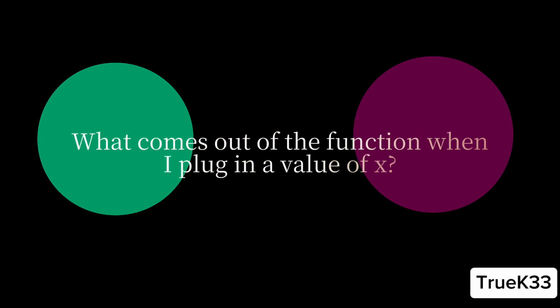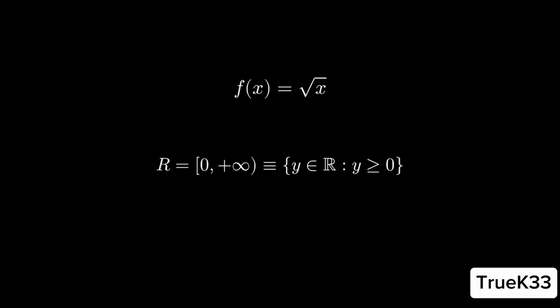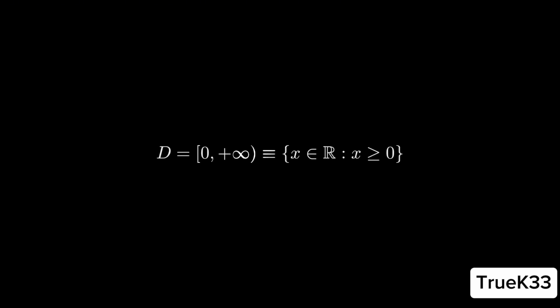Now, looking at the right side, we have what we call the range. It is the set of all resulting outputs y from the domain. To identify the range, you ask yourself, what comes out of the function when I plug in a value of x? In the case of the square root example, the range is the set of all y greater than or equal to 0. This occurs because of the domain D, which is part of the function f.